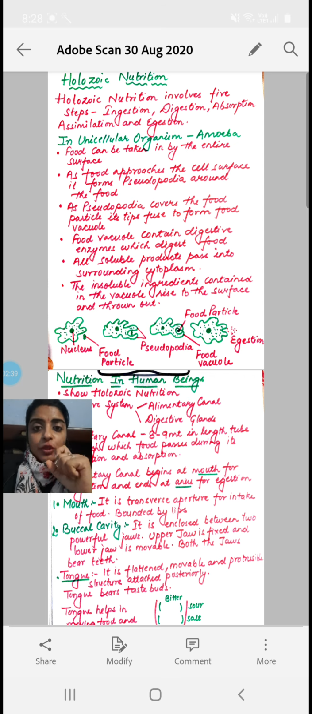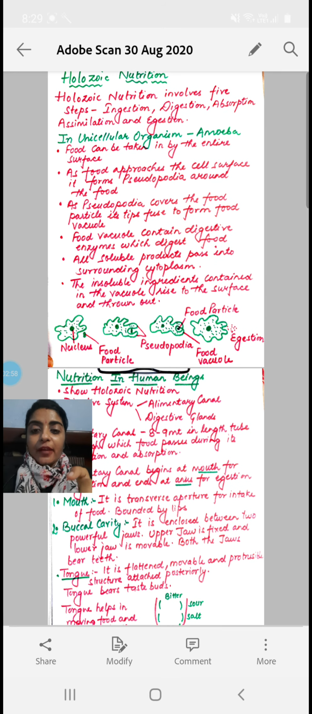So that pseudopodia covers the food particle from all sides and gets fused from all sides around the food particle. And when the pseudopodia gets fused from all sides, it forms a structure called the food vacuole. Now this food vacuole is just like the stomach in human beings. It stores the food for some time, and in the food vacuole there are various digestive enzymes present.